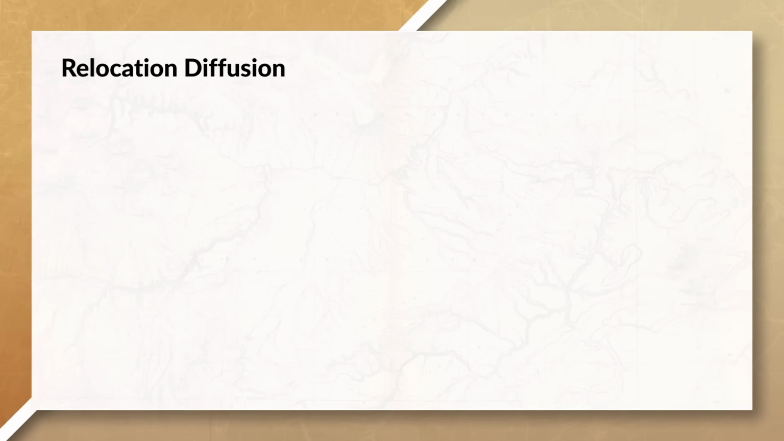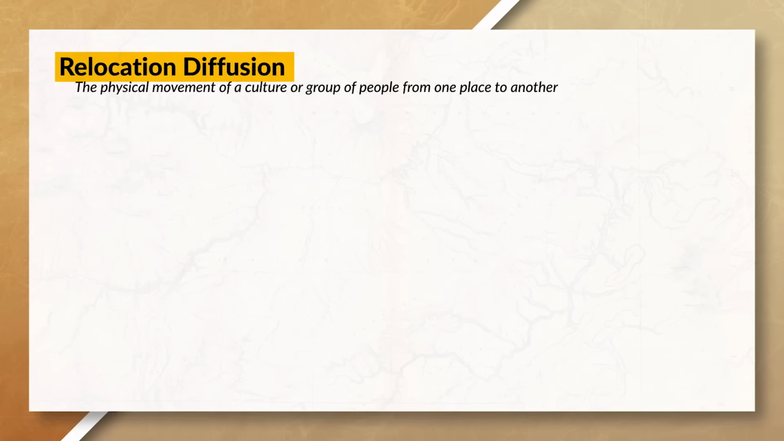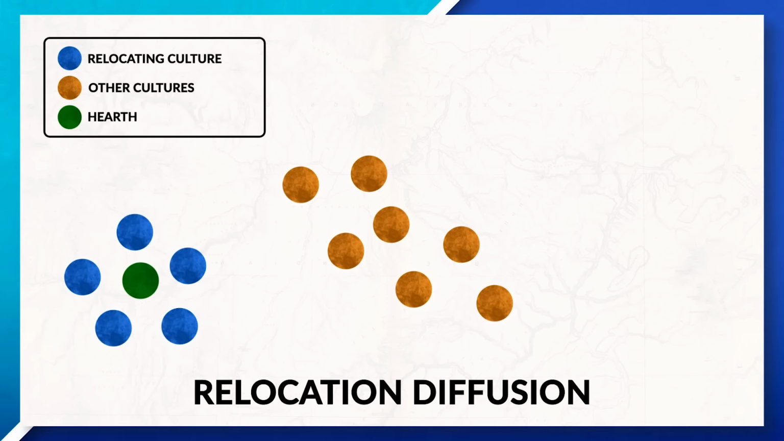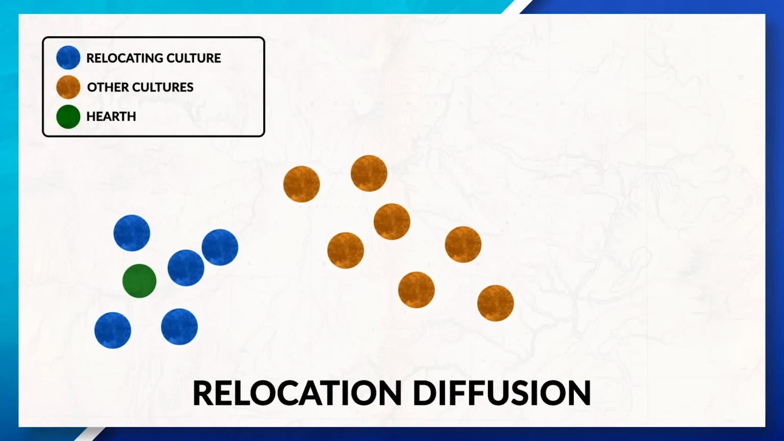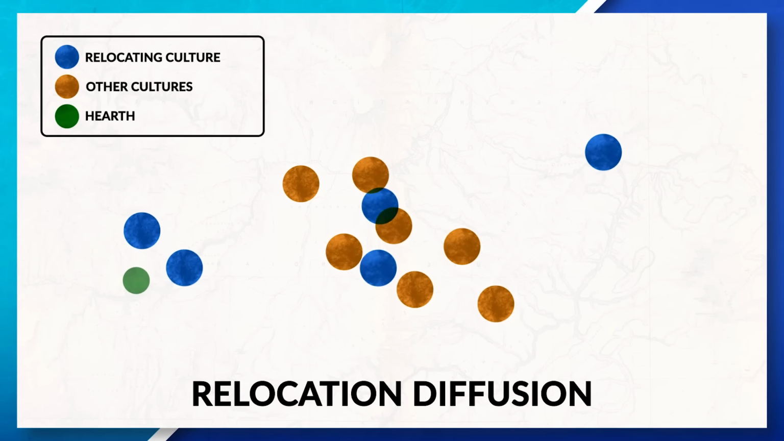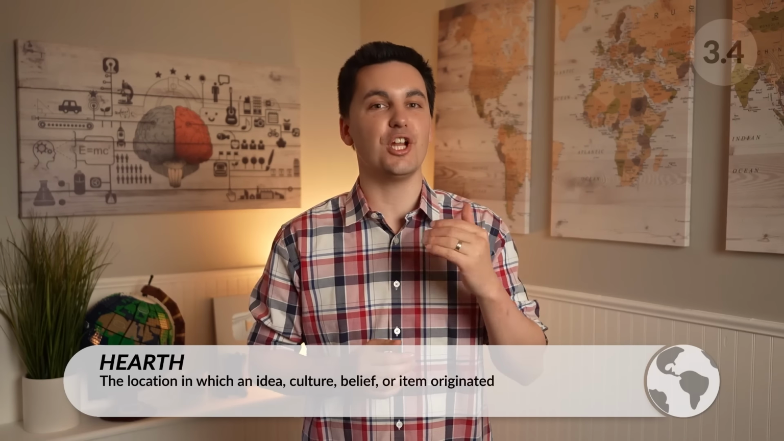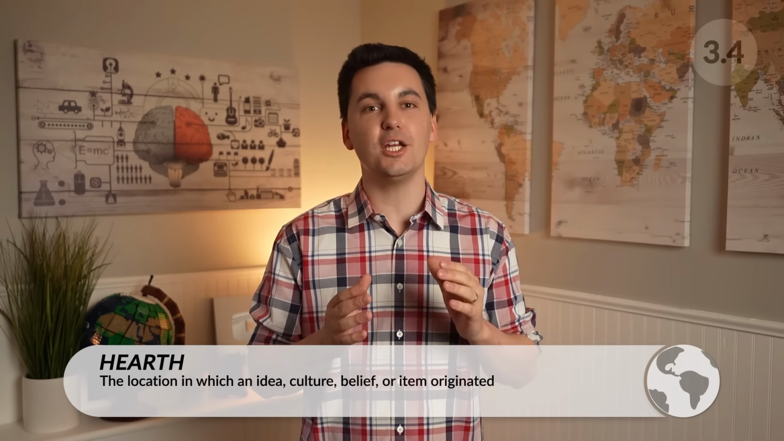Relocation diffusion involves the physical movement of a culture or group of people from one place to another. As a result of the physical movement of people, the hearth of the cultural trait tends to shrink as the trait and the people carrying it move out of the area, and no new individuals take on the trait. Remember, a hearth is the location in which an idea, culture, belief, or item originated.